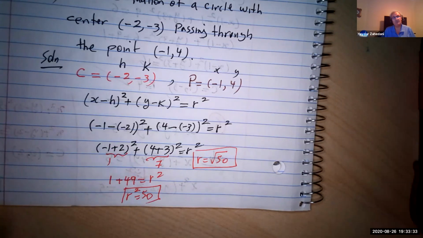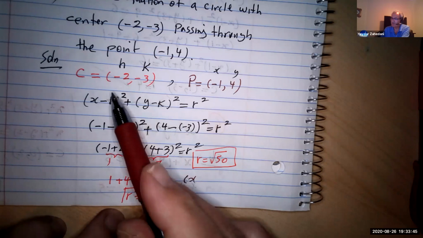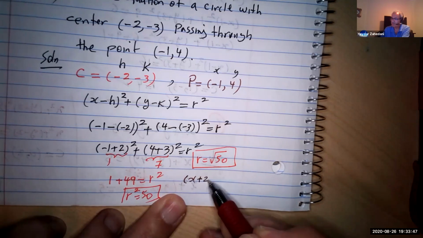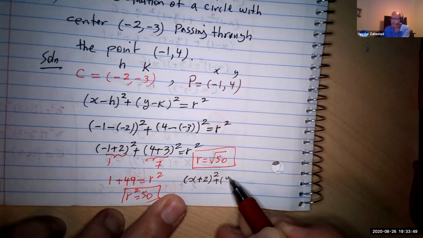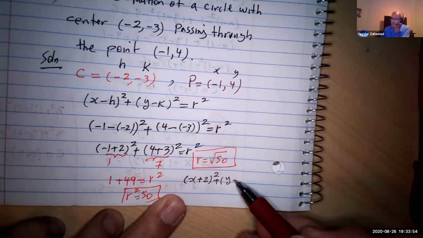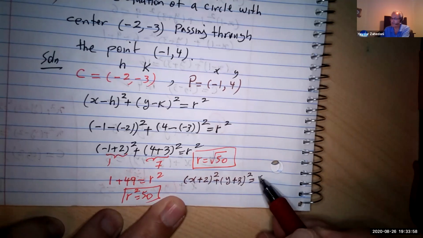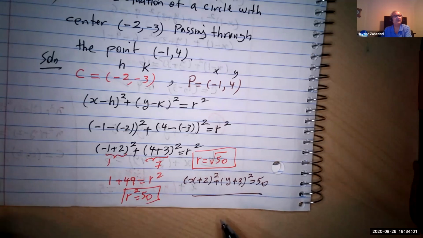Remember, you have to give us the equation. Some people on the test, they don't continue. You've been asked the equation of a circle. Okay, so this is the equation of a circle. (x − h), h is −2, so make it +2, all squared, plus (y − k), k is −3, so make it +3, all squared, equal to r squared. r squared is 50. So that gives you the equation of the circle. Any question?